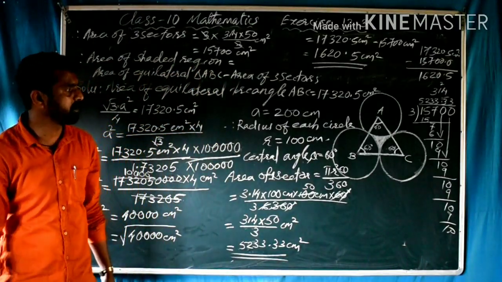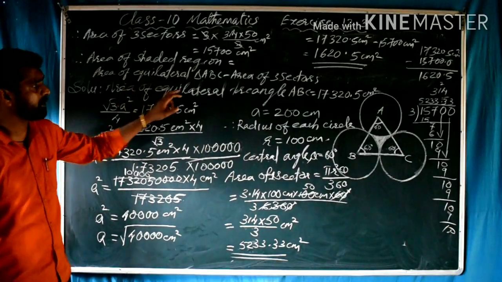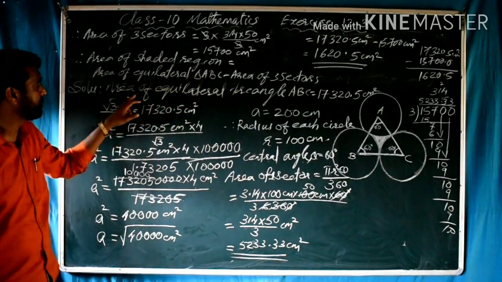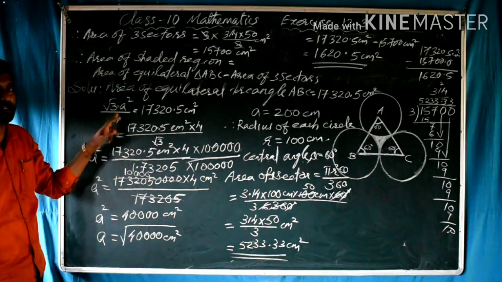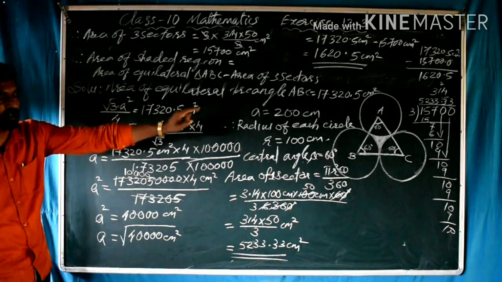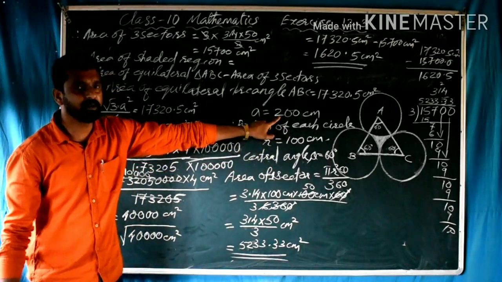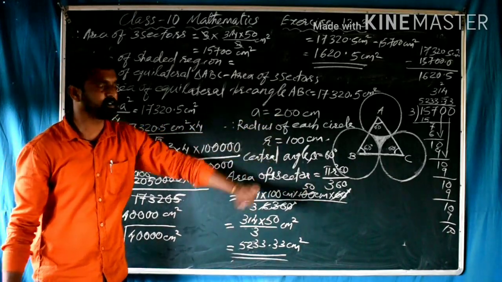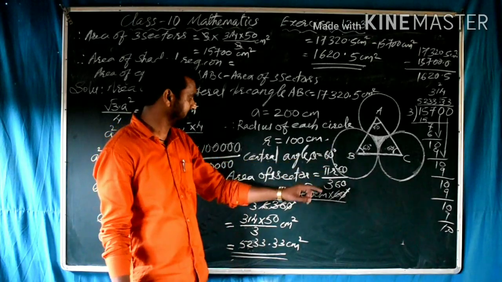1,620.5 centimeters square. So first we have to find the area of the equilateral triangle given there. We have to find the side of the equilateral triangle using the formula √3 a square by 4. From here you find the value of a is equal to 200. Then the radius of each circle is half of the side of the equilateral triangle, that is 100 centimeter. Central angle theta is equal to 60 degrees.